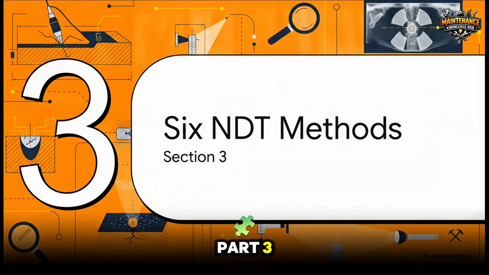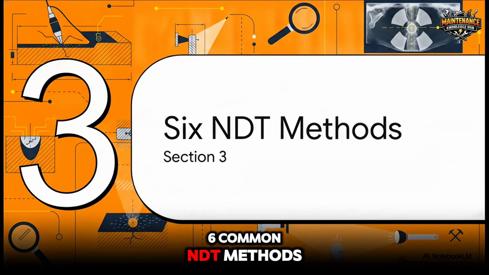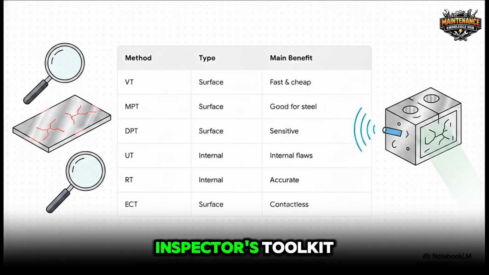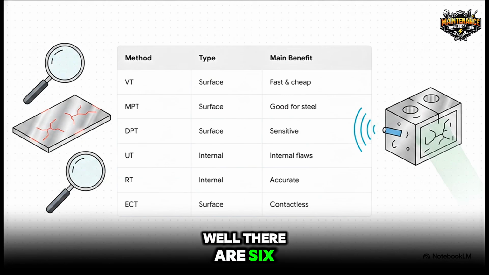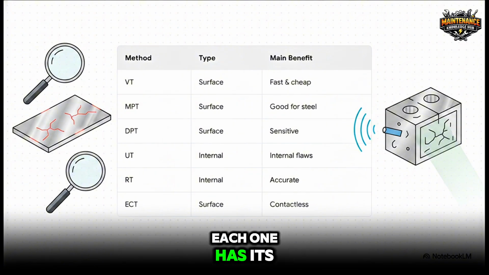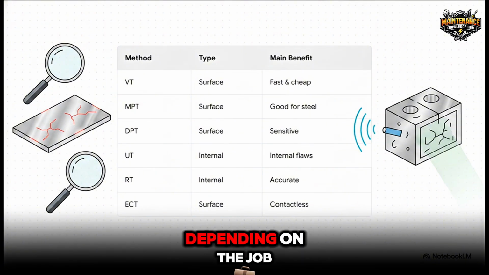Which brings us to part 3, 6 common NDT methods. So, what's actually inside the inspector's toolkit? Well, there are 6 main methods, and you can basically divide them into 2 buckets based on what they're looking for. Are we looking for visible, surface-level issues, or are we probing deep for hidden internal flaws? Each one has its own specific pros and cons depending on the job.